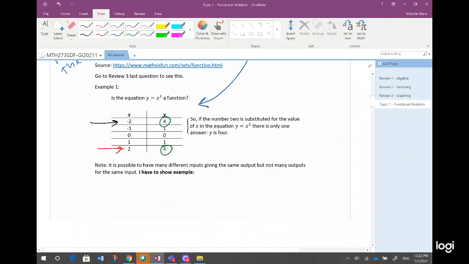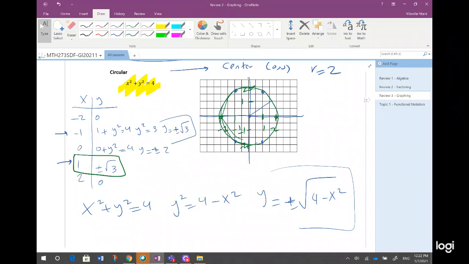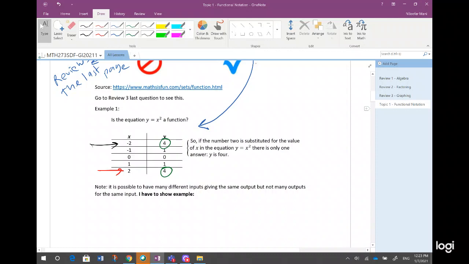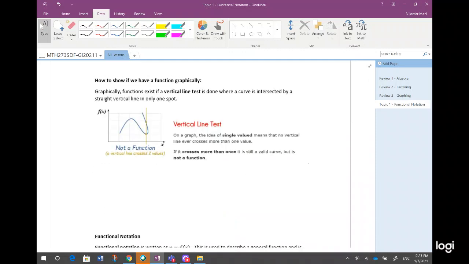Now I continue here. How can I say something is a function or something is not? If you just have the equation, it's not easy to say whether something is a function or not. Even here you have something easy, because when you substitute one, you can find two y's and you know it's not a function, it's just a relationship. That's not easy if I just have the equation. But if I give you the graph of the function, you can say very, very easily whether it is a function or not. How?